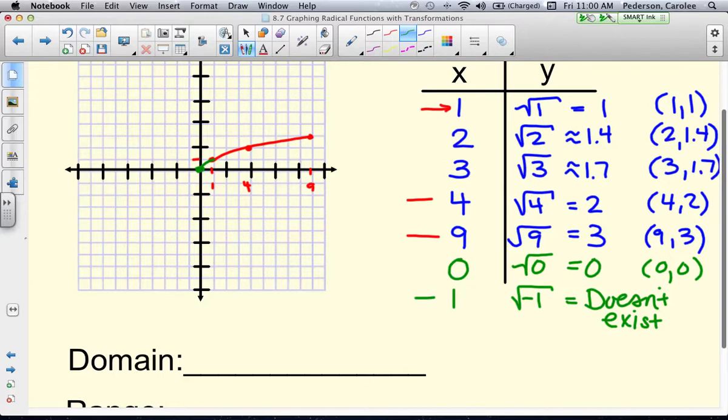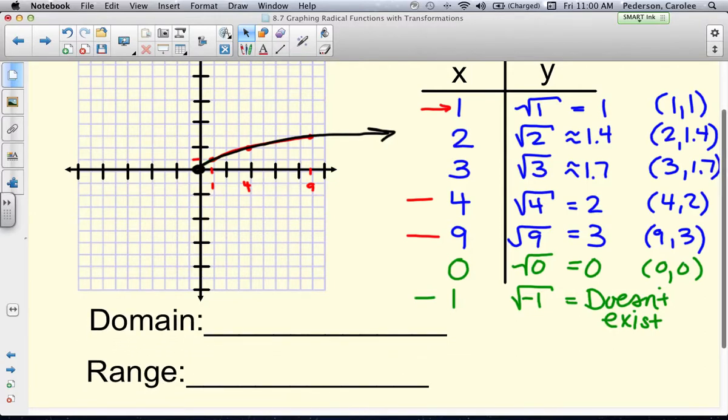So how this graph is going to look is like this. It's going to start at (0, 0), and it's going to work its way to the right and just continue increasing a little bit over time. So in each of your homework problems, we do want you to identify the domain and the range. The domain is what can you plug in for x.